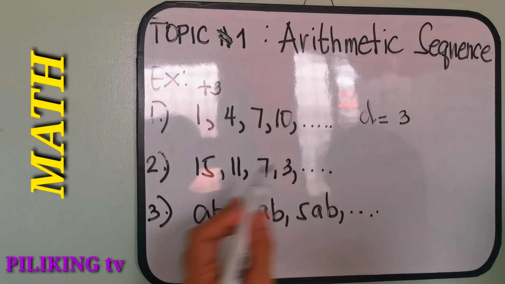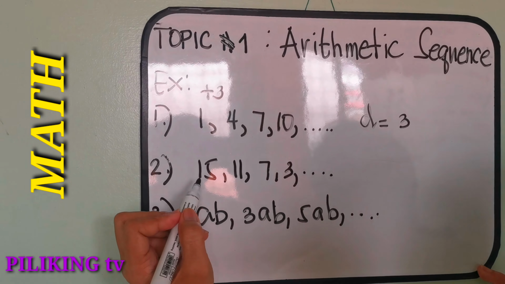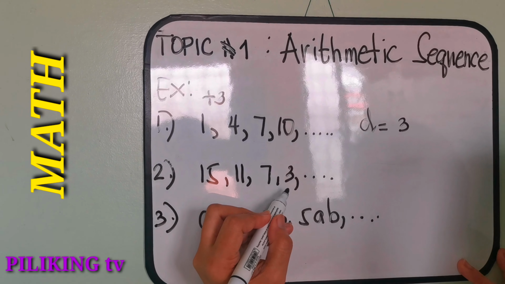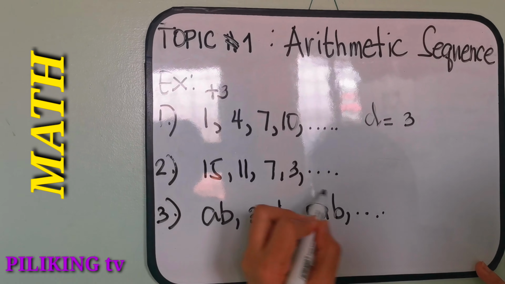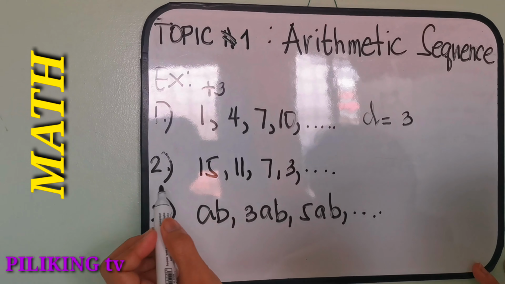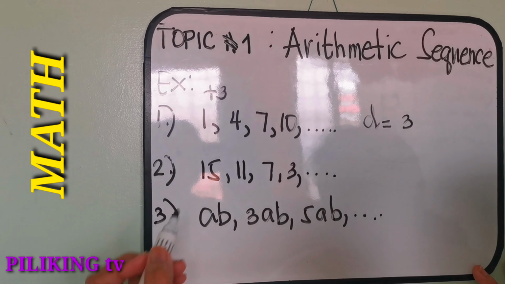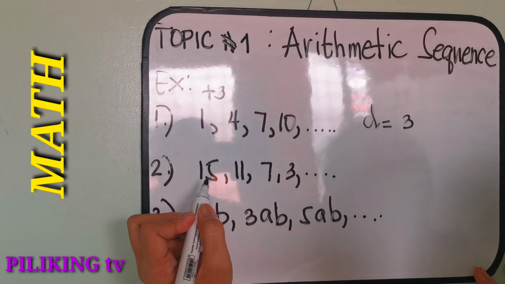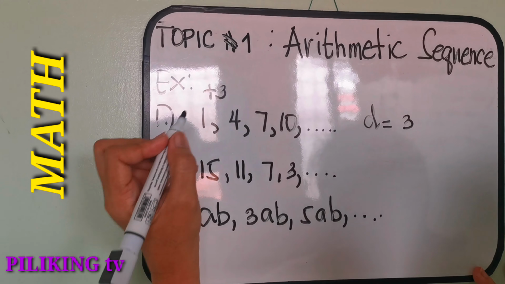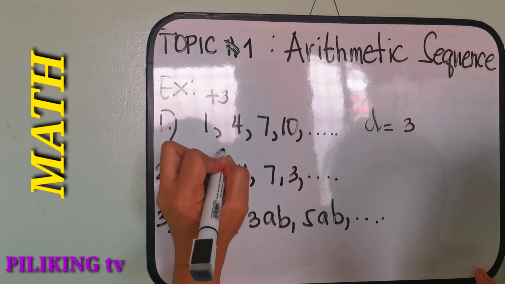So why is it an arithmetic sequence? Our first term is 15. So how do you get the second, third, and fourth term? As you can see, it is decreasing. If it is decreasing, it means that you have to add a negative number. So what will you add to 15 to make it positive 11? You have to add negative 4.